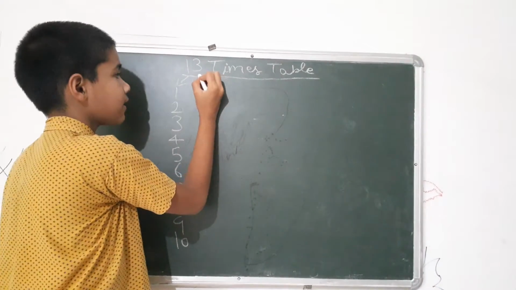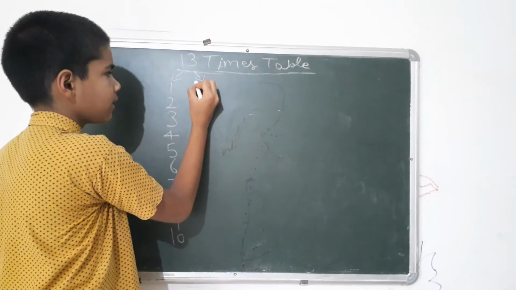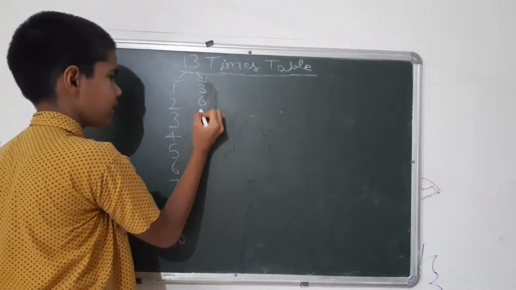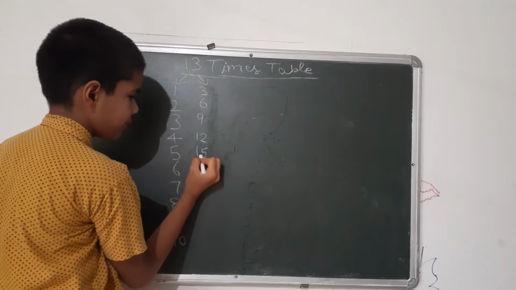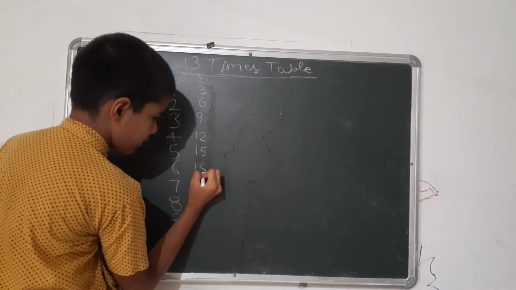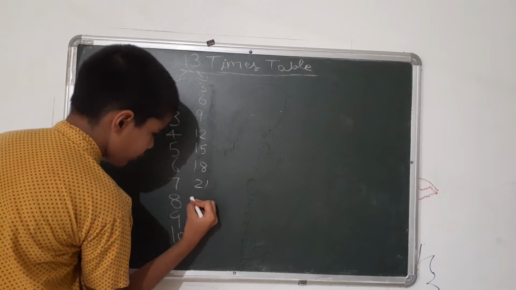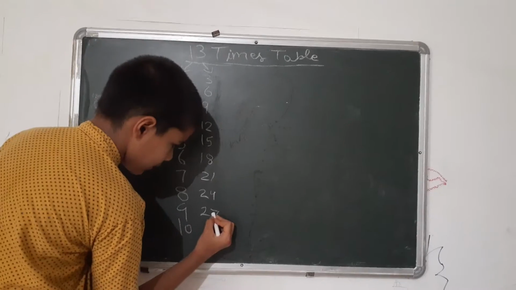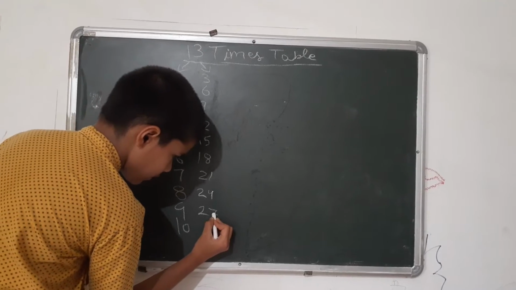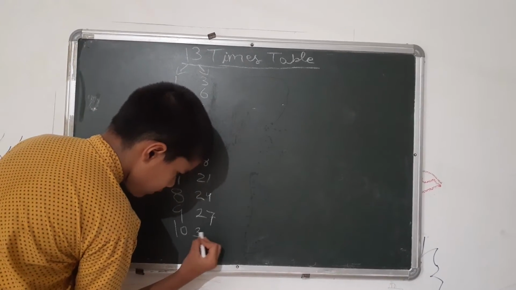Now I am writing 3 times table. 3, 6, 9, 12, 15, 18, 21, 24, 27 and 30.